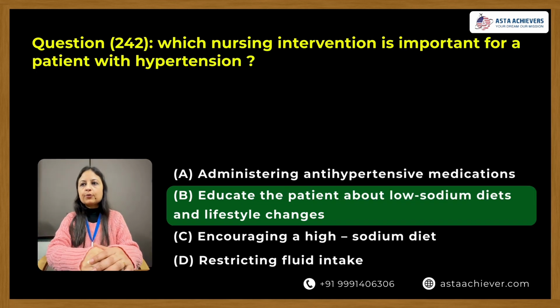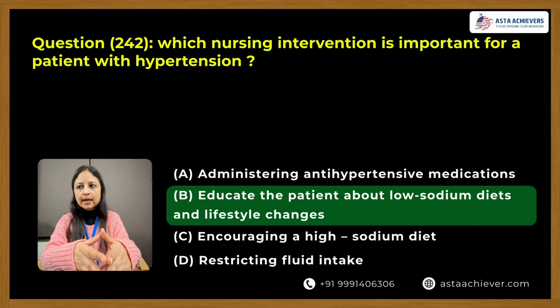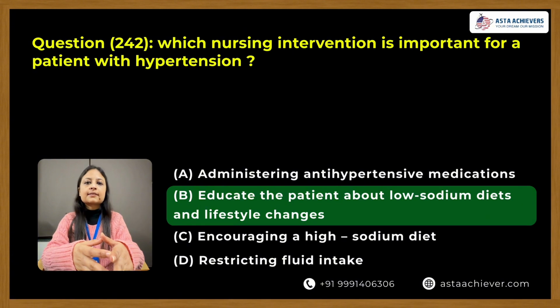Question 242. Which nursing intervention is important for a patient with hypertension? Option A, administering the antihypertensive medication. Option B, educate the patient about low sodium diet and lifestyle changes. Option C, increasing a high sodium diet. And option D, restricting the fluid intake. So option B, educate the patient regarding the low sodium diet and lifestyle changes, is the correct answer.